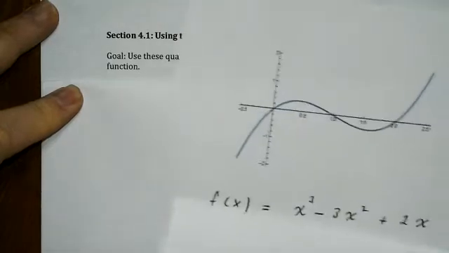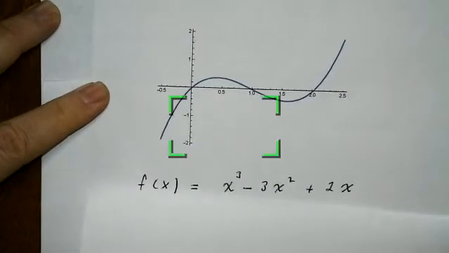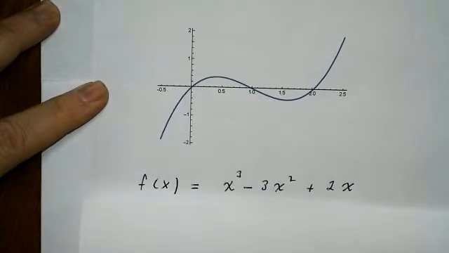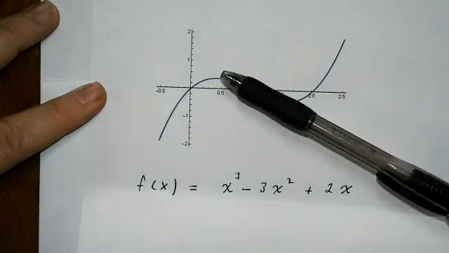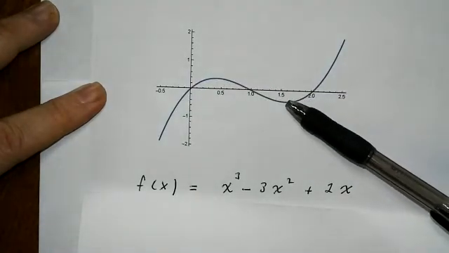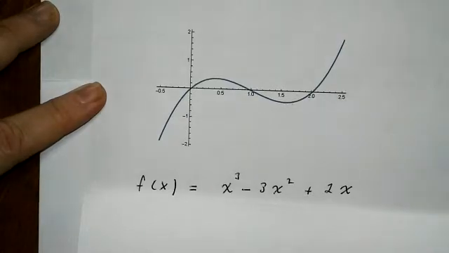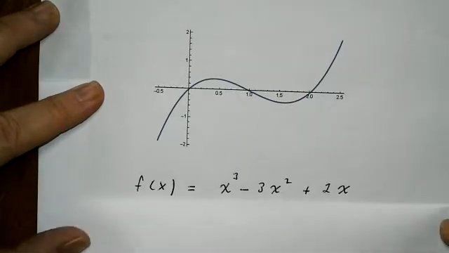For example, in this video, we're actually going to look at a simple cubic function, x to the third minus 3x squared plus 2x, and we're going to learn how to compute the exact high point right here and the exact low point right there. And those points have names. We call them local maxima and local minima.